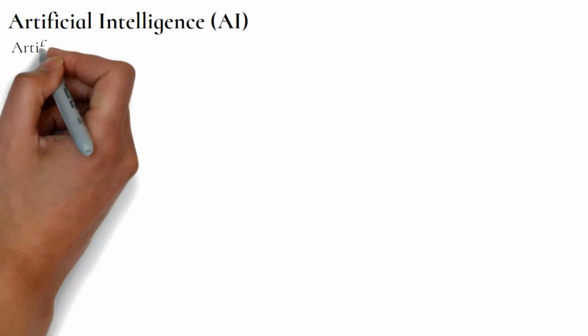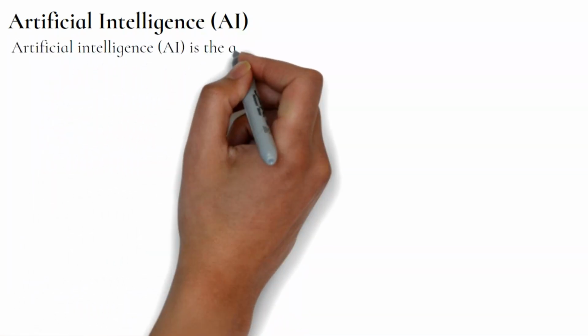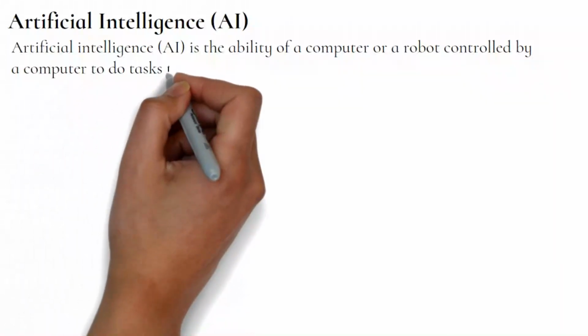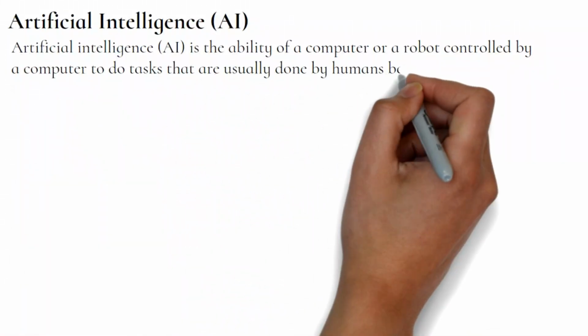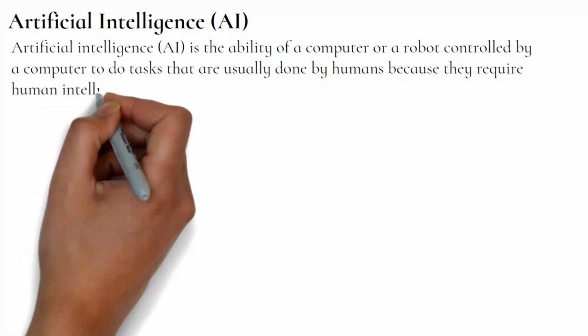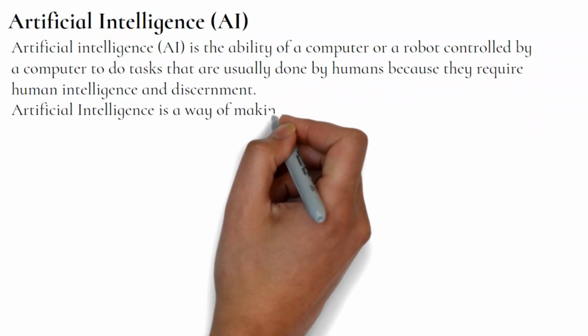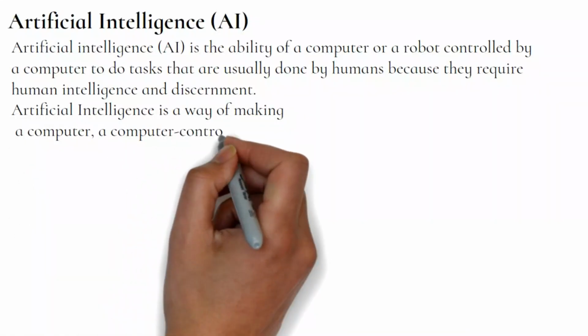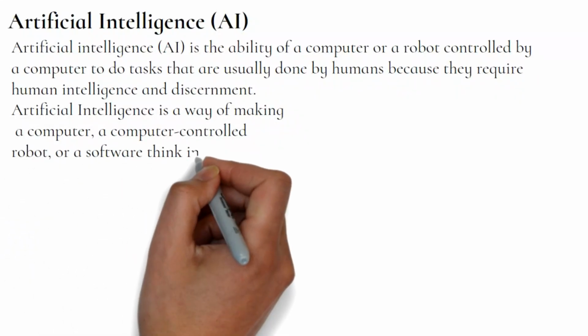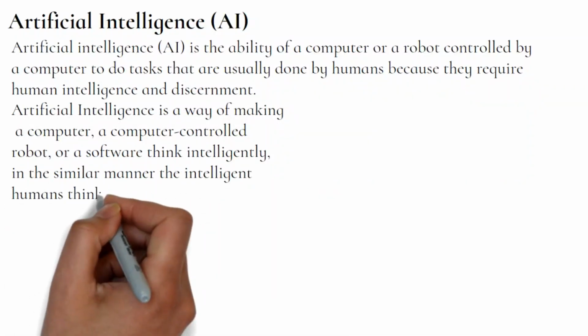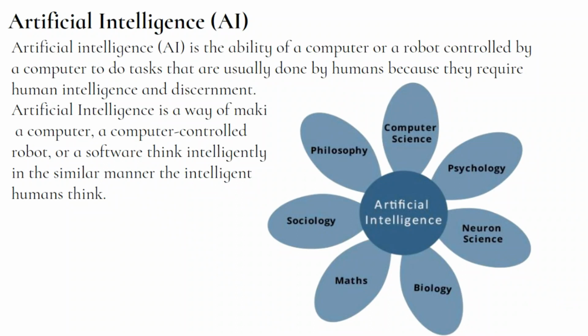Artificial intelligence, AI, is the ability of a computer or a robot controlled by a computer to do tasks that are usually done by humans because they require human intelligence and discernment. Artificial intelligence is a way of making a computer-controlled robot, or a software, think intelligently, in the similar manner the intelligent humans think.